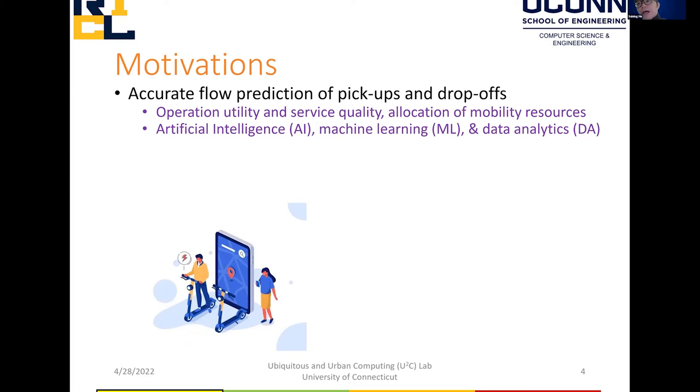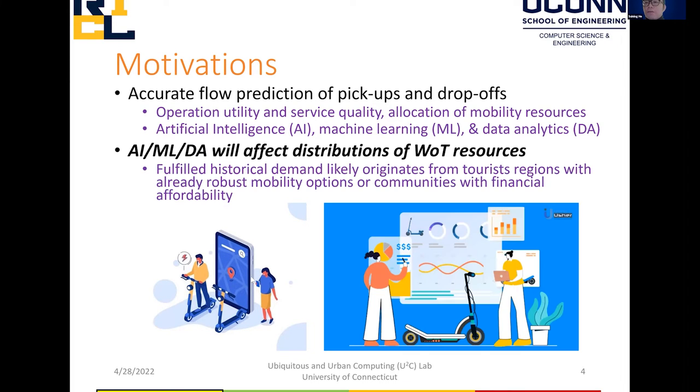Because those companies are high-tech and creative new companies, they are applying a lot of artificial intelligence, machine learning, and data analytics techniques to analyze scooter usage and decide how many scooters to deploy. But this raises another issue, which is also related to today's keynote, where Professor Virginia mentioned responsible AI. The AI, machine learning, and data analytics techniques will affect the distribution of those WoT resources. Generally speaking, we can observe that the fulfilled historical demands may likely originate from tourist regions with already robust mobility options, or from communities with financial affordability. So there is an issue that is also conventional for machine learning and data analytics.